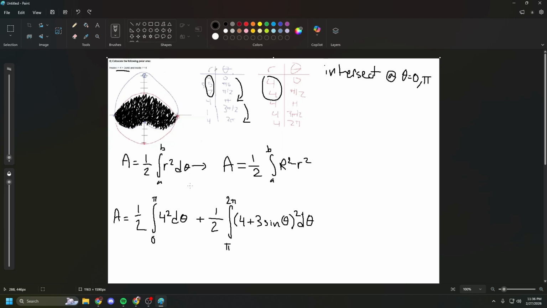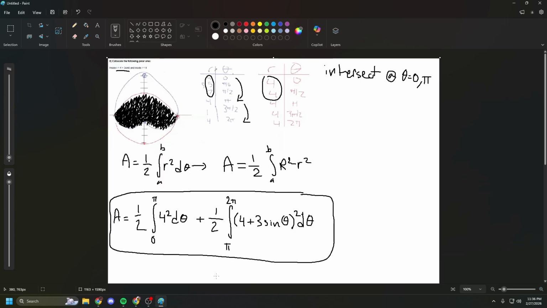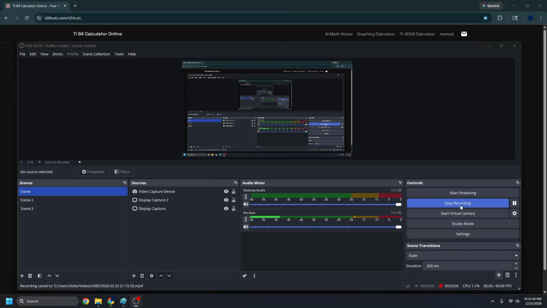We're finding the overlapping region, so we're integrating which one is smaller on each radius. Great. So this is going to be our final integral, and I'll pass it off to Dennis to put it into his calculator.